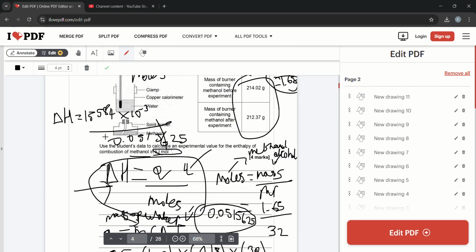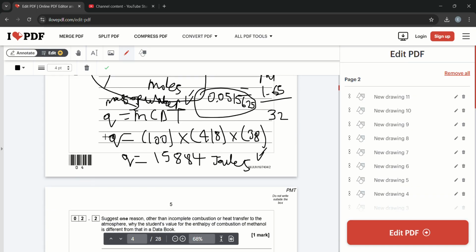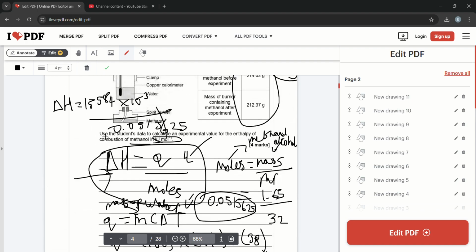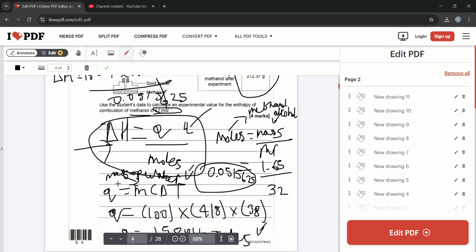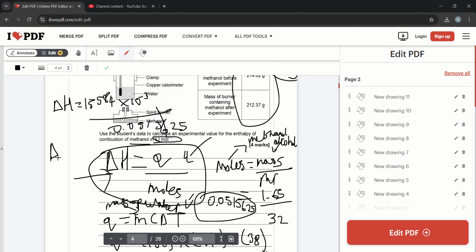Because you can see here, it gets complicated. 15,884 times by 10 to the power minus 3 divided by 0.0515625, and I will get 308. I'll get delta H equals 308.